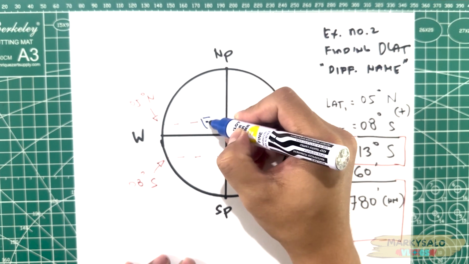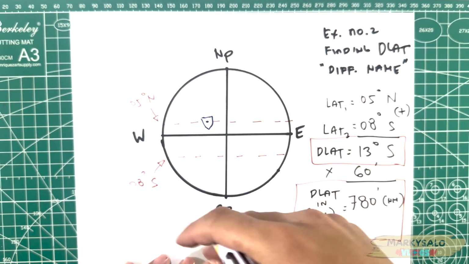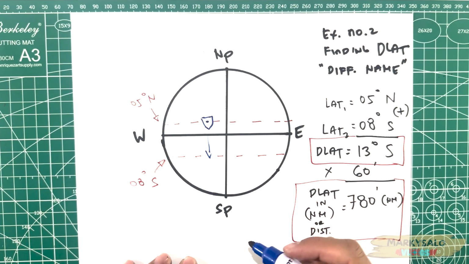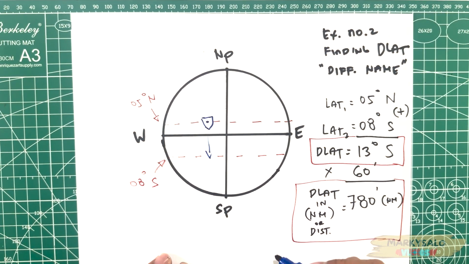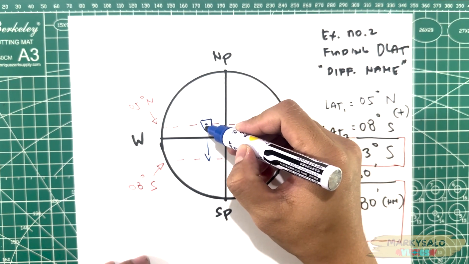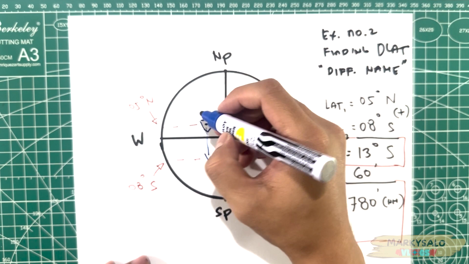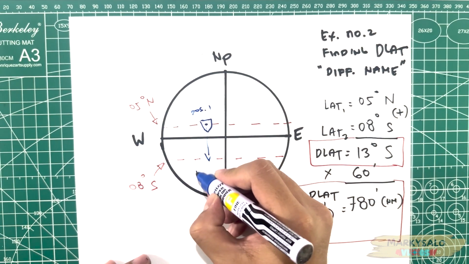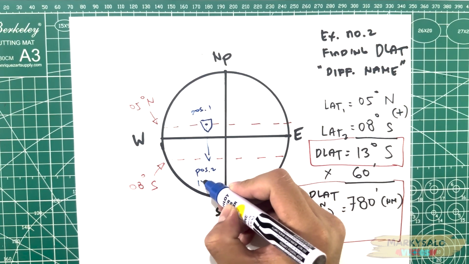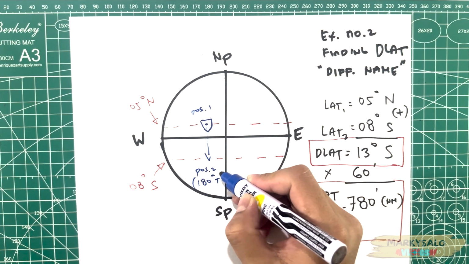Okay, let's have our second example. This time we're going to solve the DLAT with different names. Like I said earlier, we're going to solve it one at a time. So, one problem, one drawing. Given our latitude 1, or initial position, at 05 degrees north and our latitude 2, or final position, at 08 degrees south. According to the rules of DLAT, if they have different names, we're going to add. So 05 degrees north plus 08 degrees south, the answer will be 13 degrees south.